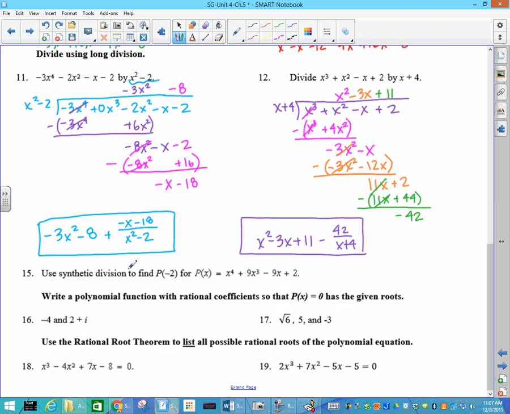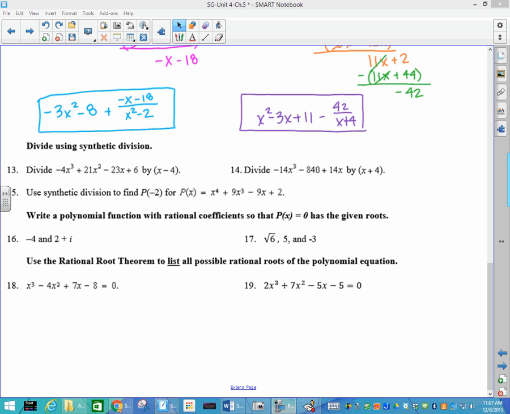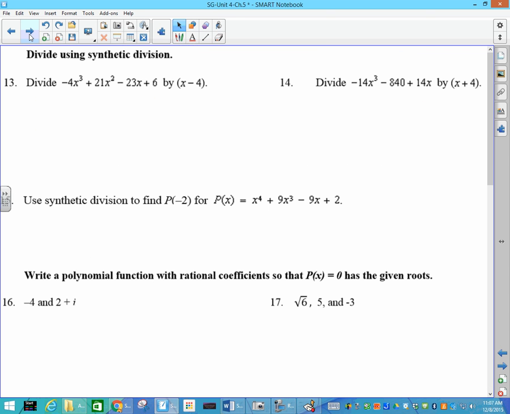All right, use synthetic division to find p of, I skipped 13 and 14. Hold on, let me find them. I'll be right back. Poof, they're back. And, of course, I didn't give enough room, or maybe I put them on the next page. Let me see. 13. There it is right there. All right, so forget that. So 13, because I thought I was giving room for all of them.